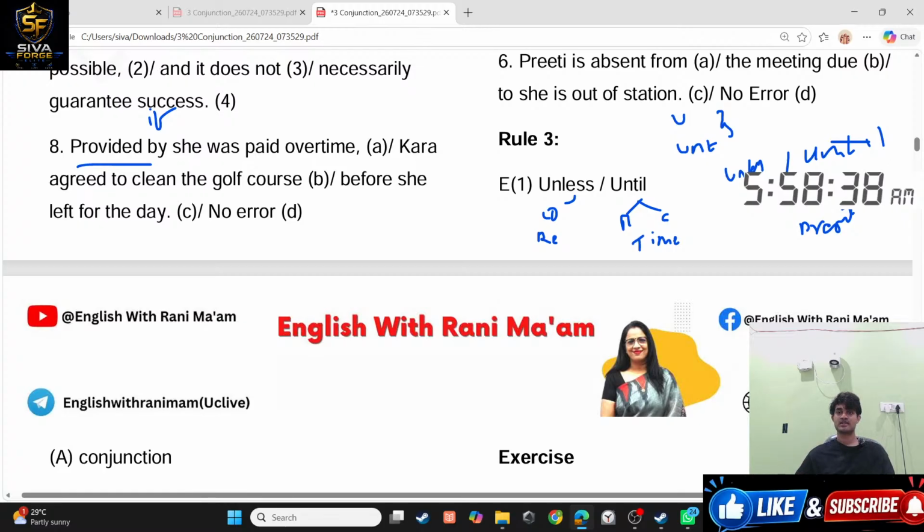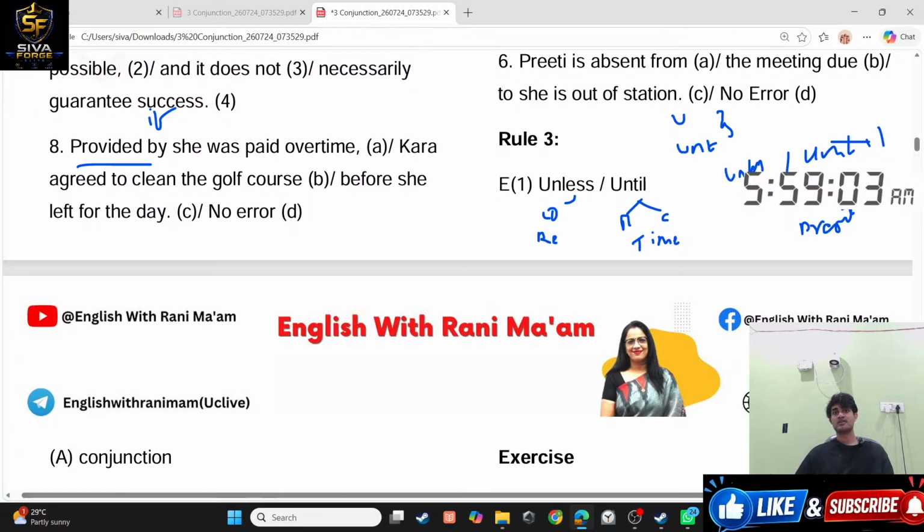Unless acts as a conjunction. We should use a simple present tense clause with unless and until. Unless is a condition, and if is also a condition, but if you use if, we should use a positive clause and a negative clause. That's it.